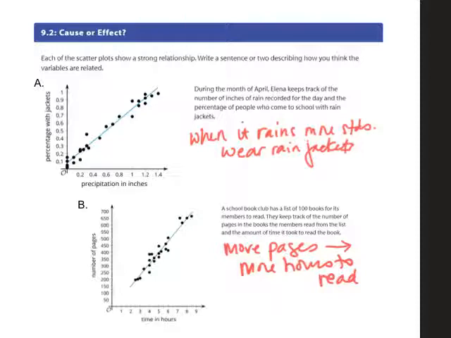In B, you might not say it takes more hours, like the more hours it takes to read a book, the more pages it is, but you definitely would say it the other way around. The more pages you have definitely will take longer to read the book. And so that is also a causal relationship. Let's look at two more examples on the next page.